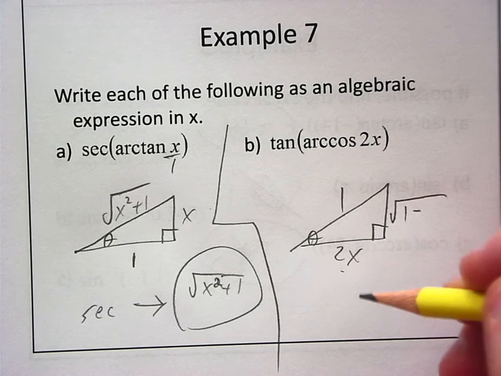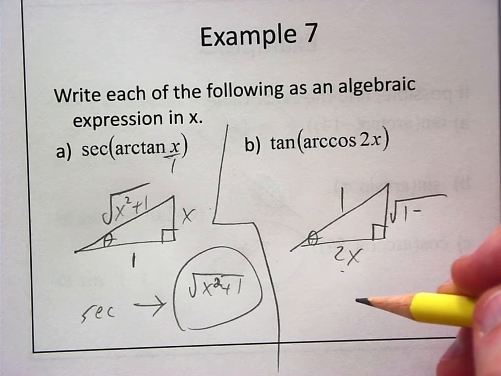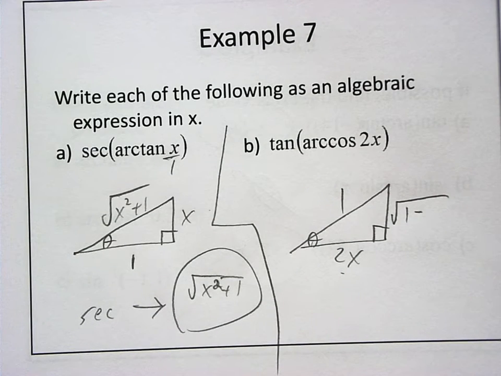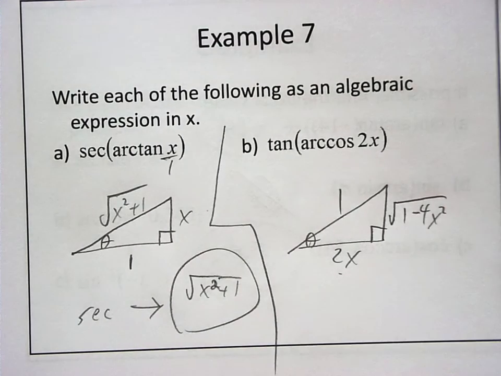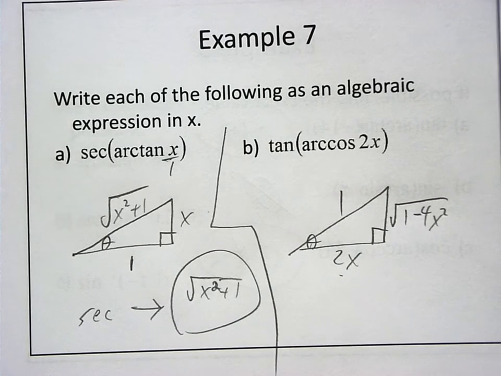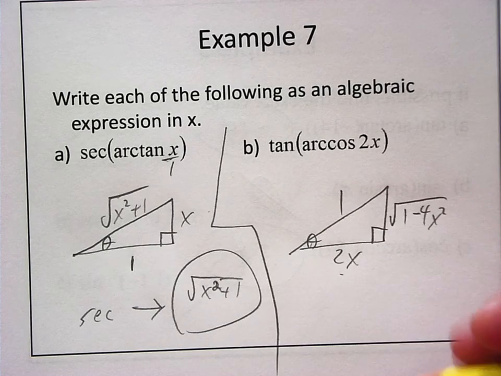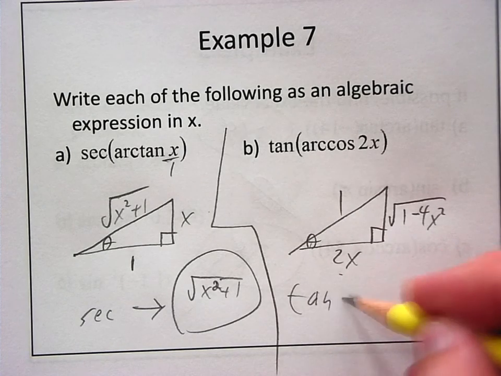What's 2x squared? You gotta be careful in the way you're thinking about it. It's 2x in parentheses squared, right? So what is that? 4x squared. Because you're squaring that whole side, right? You can't just square the x, you gotta square the 2 as well. So then when I do tangent, tangent is gonna be what?